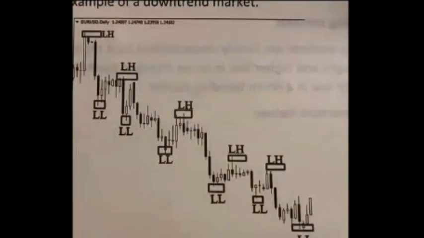Now, this is a downward trend. The market is trending down. In a downtrend, the market makes lower highs. Remember, the market doesn't go down in a straight line. It makes lower highs and lower lows. You can see with each lower low, it gets lower and lower and lower.